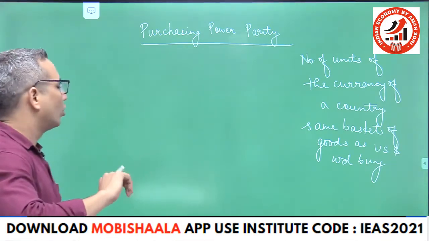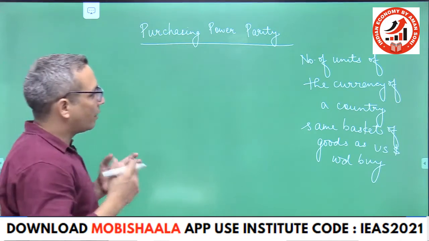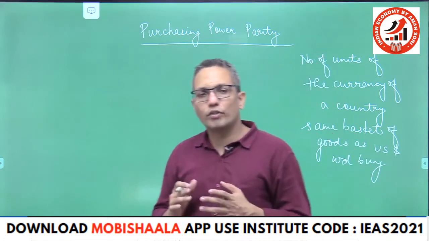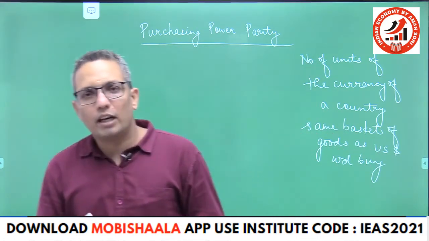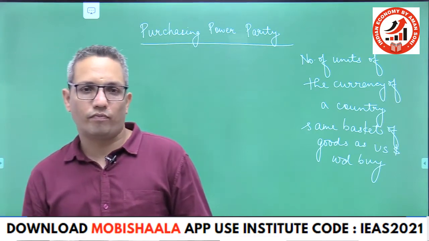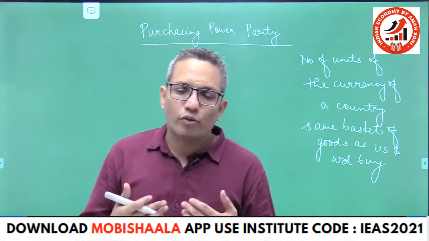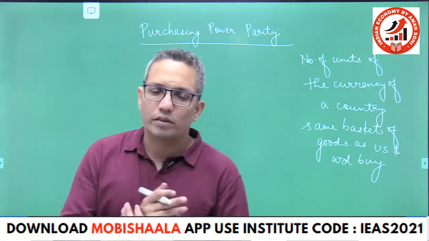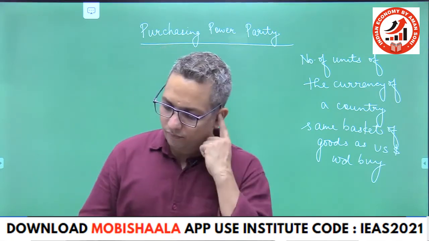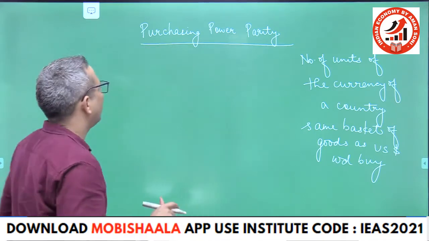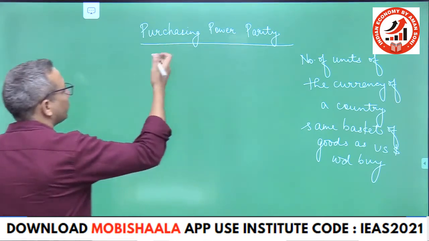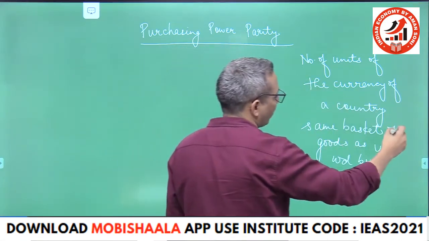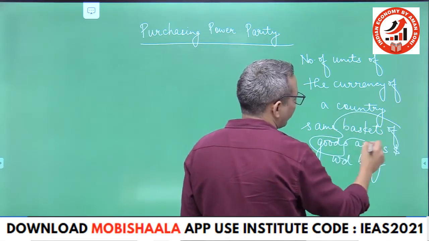I'll explain. So I'll give the definition again. It's the number of units of a currency required to buy a basket of goods, which will be bought by the same number of dollars in the US. So for example, in India, suppose, look, the main thing which is important in purchasing power parity is the same basket of goods.